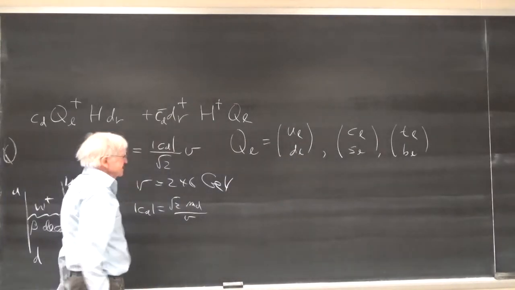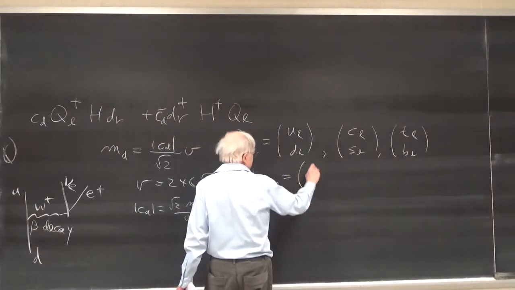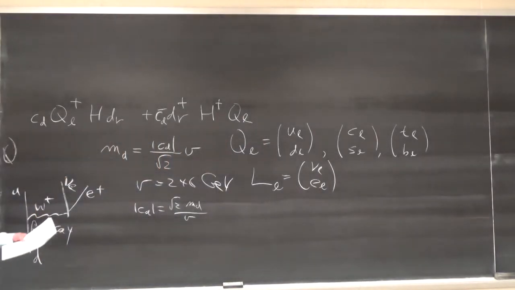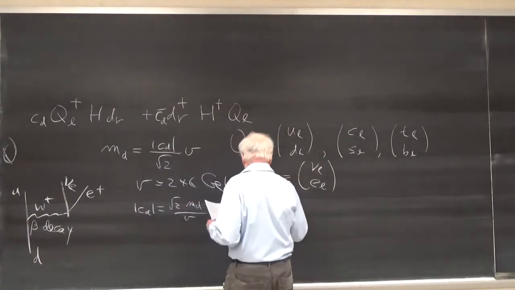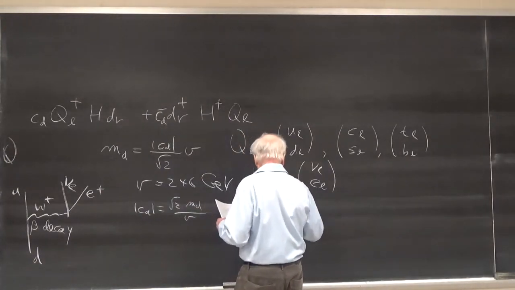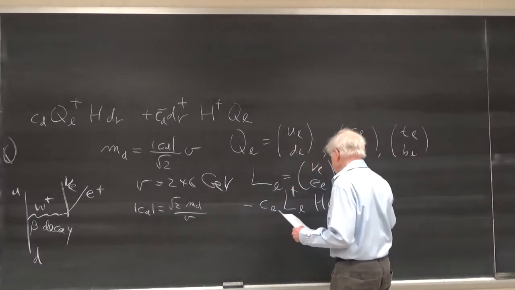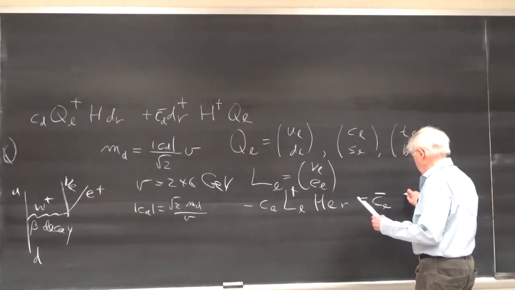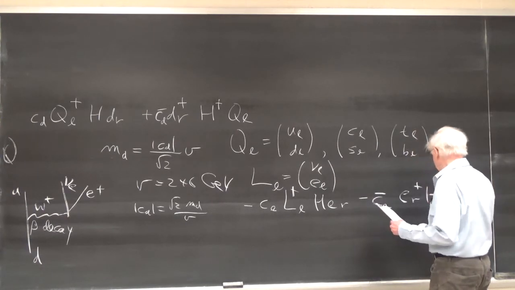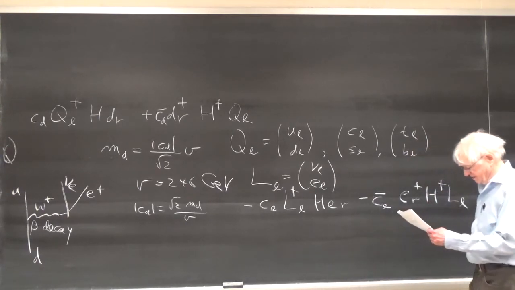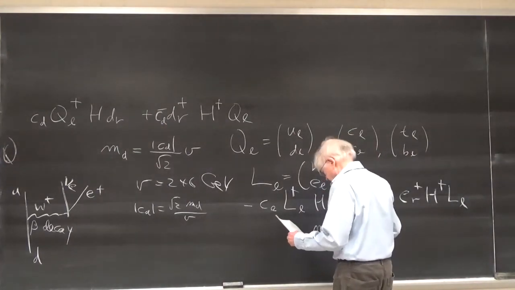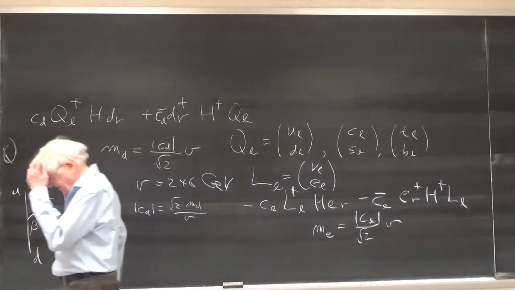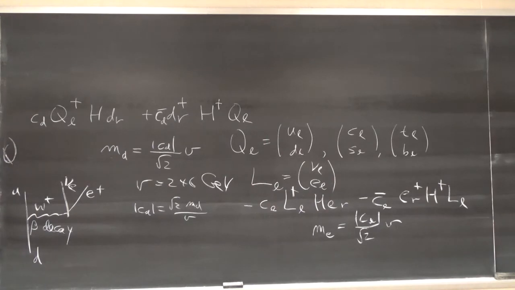This same mechanism, since the lepton doublet is nu left, E left, can give masses to electrons, and then what we have is minus CE, L dagger, L, H, ER, minus CE complex conjugate, ER dagger, H dagger, L. And so this gives you a mass of the electron of CE over root 2 V. I think I've got the factors of 2 right, but I don't absolutely guarantee it.